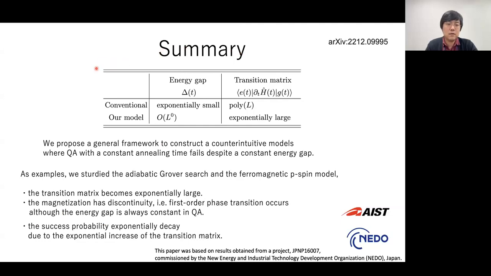This is the summary. We propose a general framework to construct counterintuitive models where quantum annealing with a constant annealing time fails despite a constant energy gap. As an example, we studied the adiabatic global search and the ferromagnetic P-spin model. In these models, the transition matrix becomes exponentially large and the magnetization has a discontinuity, namely a first order phase transition occurs, although the energy gap is always constant in quantum annealing. And the success probability exponentially decays due to the exponential increase of the transition matrix.